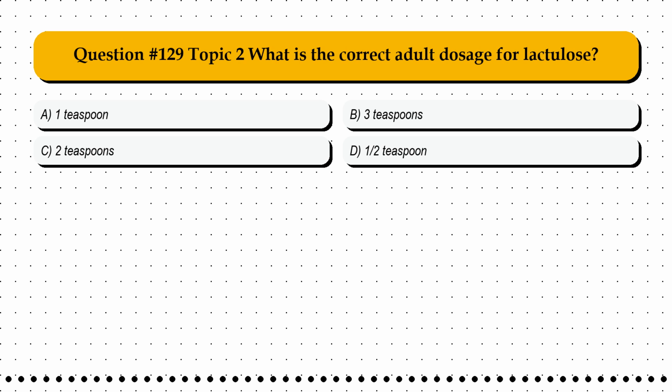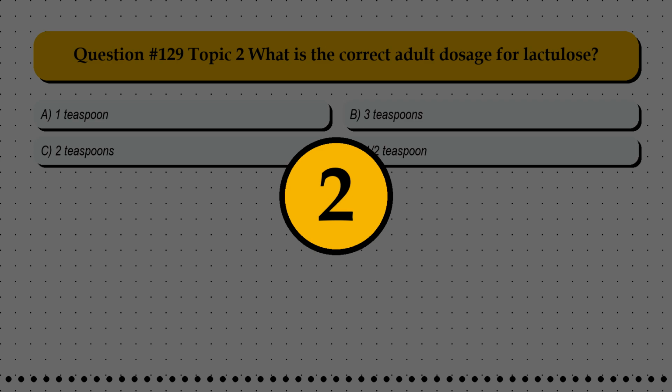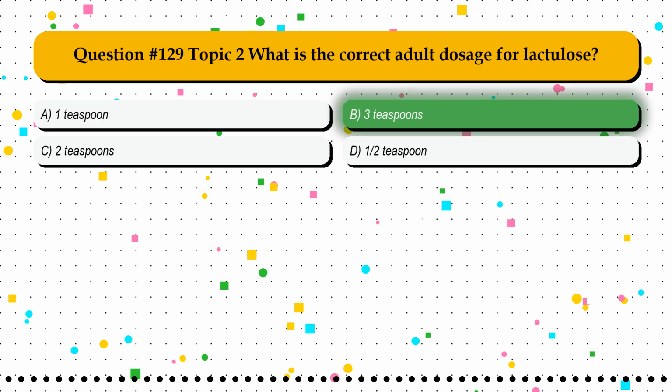Question 127. What is the correct adult dosage for lactulose? Option A, 1 teaspoon. Option B, 3 teaspoons. Option C, 2 teaspoons. Option D, a 1/2 teaspoon. The correct answer is option B, 3 teaspoons.